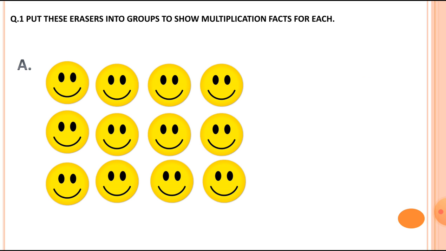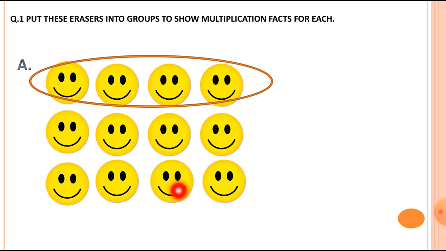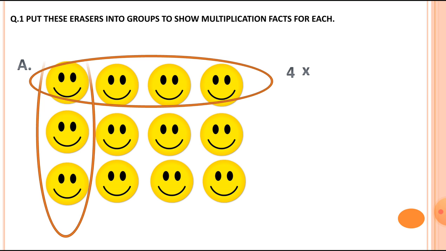Now we are taking the sleeping line first. So let's count the sleeping line first. How many smileys in the sleeping line? 1, 2, 3 and 4. So there are 4 smiley faces in the sleeping line. Now let's count how many smiley faces are in the standing line. 1, 2, 3. So here are 3 faces in the standing line. So 4 3s is equal to 12. We have to write it this way.